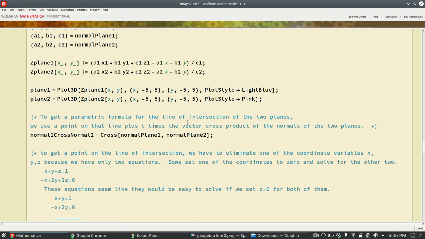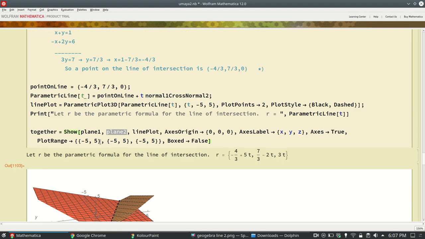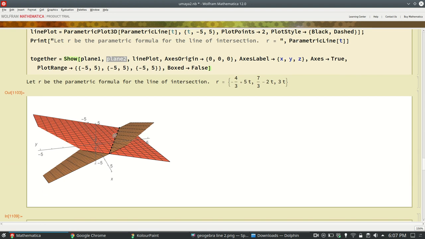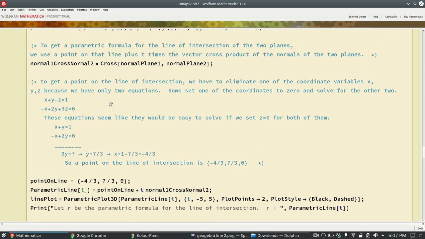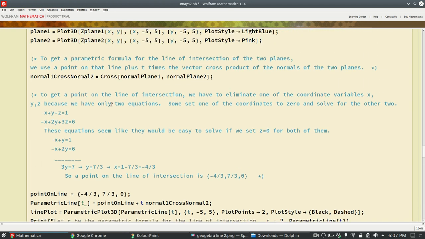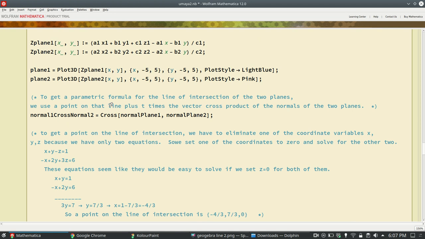Now, to get the line of intersection of the two planes, I used a point on that line plus t times the vector cross product of the normals of the two planes. All right, so that's kind of a mouthful. Let me show you what I mean by that. The line of intersection of these two planes contains the vector cross product of the normals of the two planes.